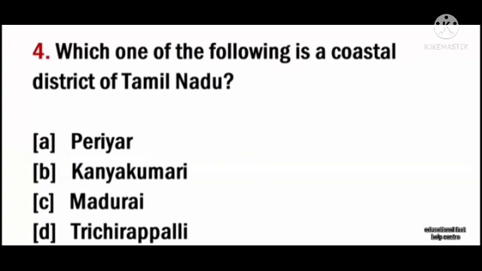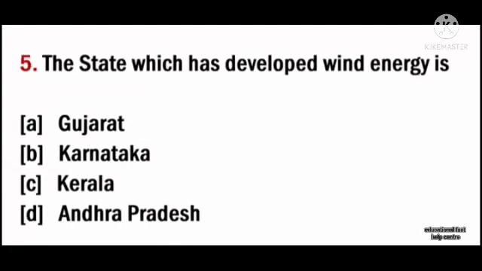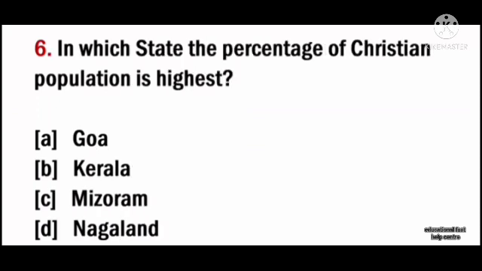Which one of the following is a coastal district of Tamil Nadu? Answer B. Kanyakumari. The state which has developed wind energy is? Answer A. Gujarat. In which state is the percentage of Christian population highest? Answer B. Kerala.